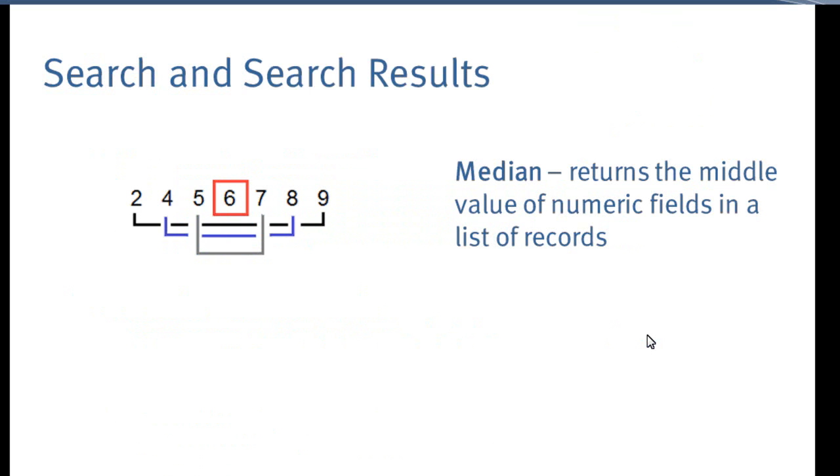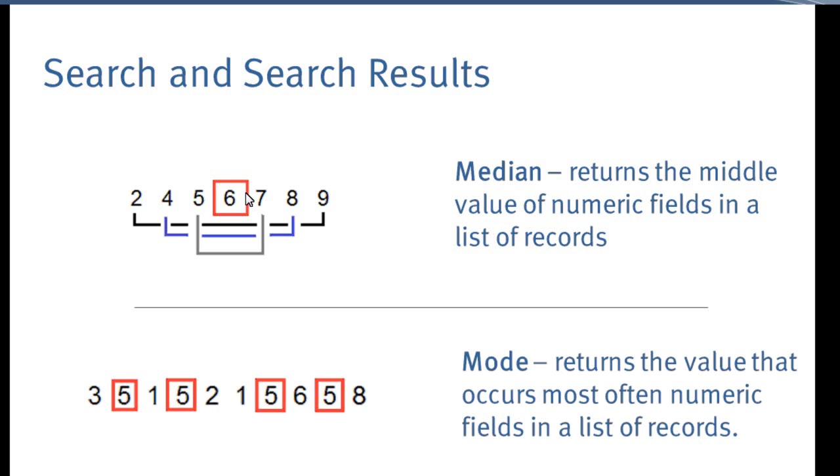Statistical reporting has two new functions for aggregate mathematical calculation. The median value is the one in the middle of the list, so 6 in this example. Mode is the value that occurs the most frequently in the list, and that's 5. Both of these functions are now available with 5.2.